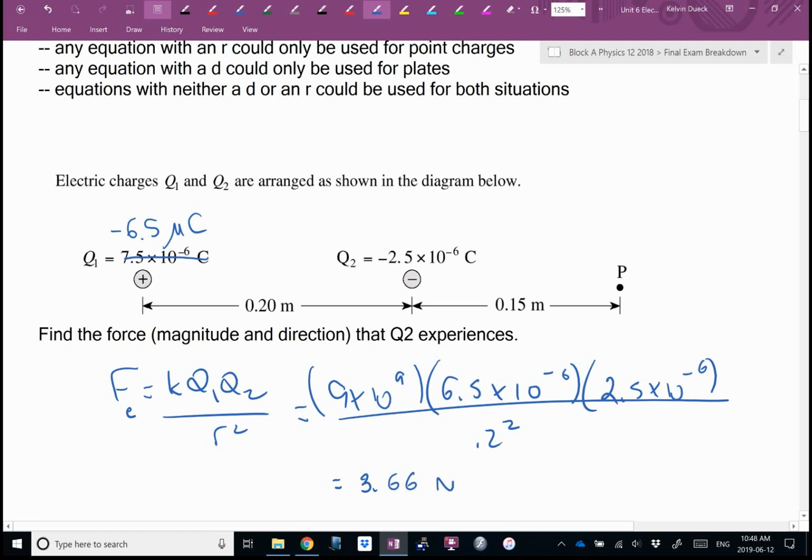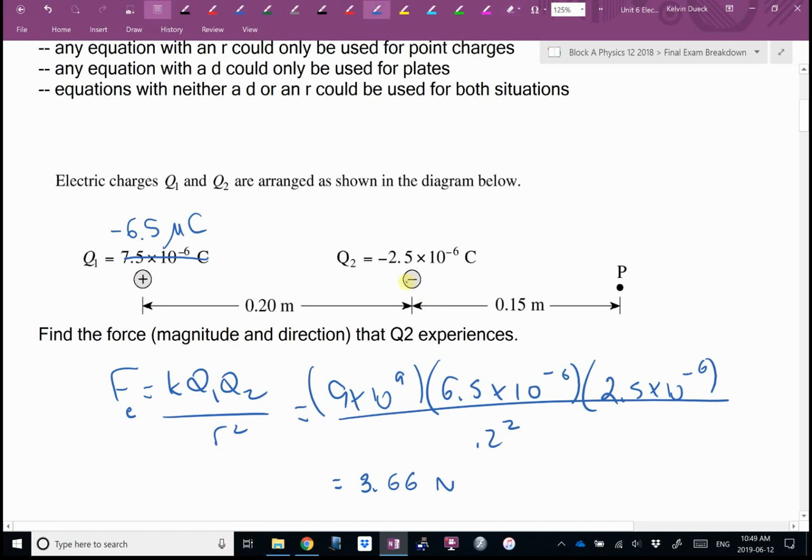3.66 newtons. Direction. Here I have to tell you which charge we're looking at. So I said find the direction that Q2 experiences. What direction is Q2 going to experience a force? Will it experience a force to the left or to the right?